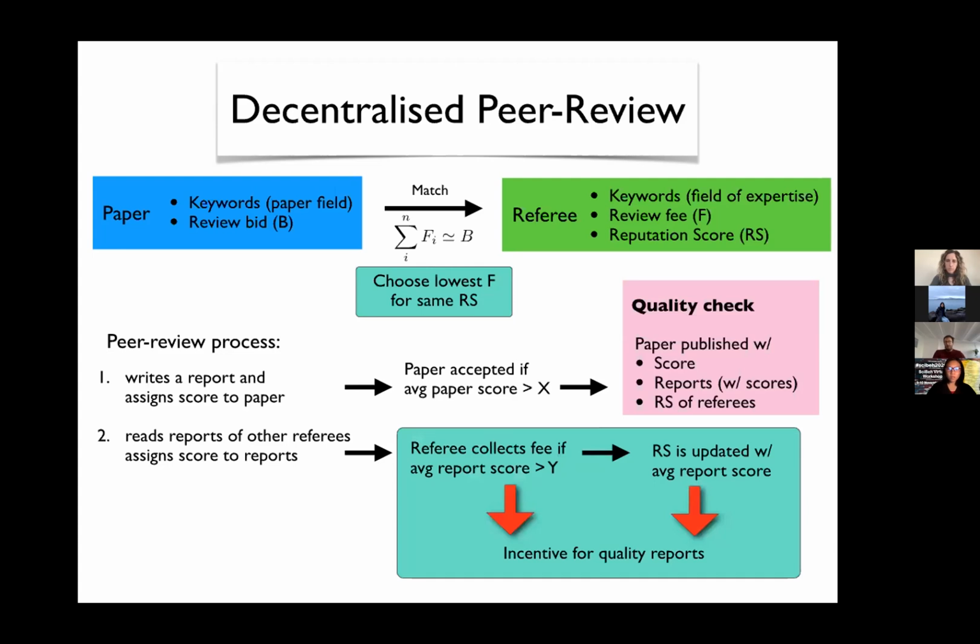Now, the second important thing is that if the referee collects the fee only if the average score of his report is high, that is an incentive for high quality reports, because otherwise I don't collect the fee. And then after that, my reputation score is updated by the average score of my report. So I have a strong incentive to do high quality reports, because otherwise I don't collect the fee, first thing. And second, my reputation score is updated.